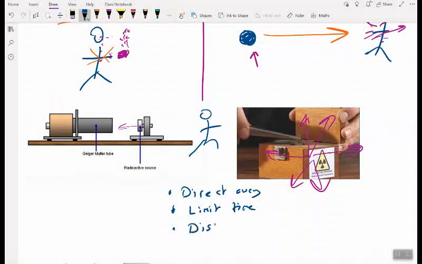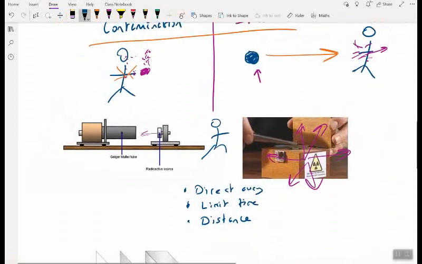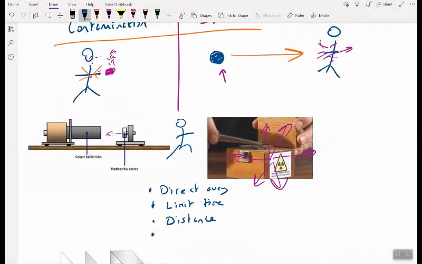Every time we have a larger distance between you and the radioactive source, it decreases the amount of dose that you get exposed to. And that's also linked to the tongs. You also use tongs, and again, you're having a longer distance from you to the radioactive source.